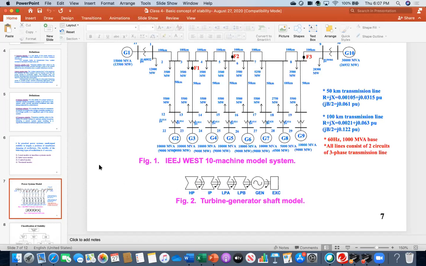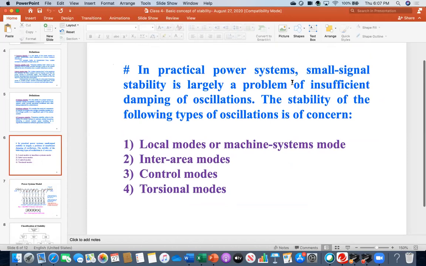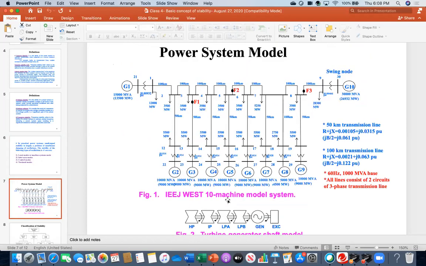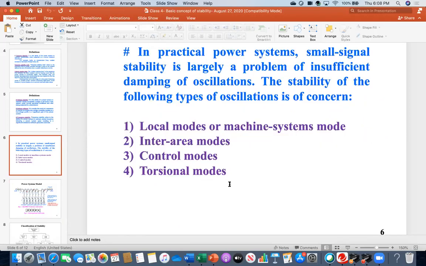Now, in the previous slide, we were discussing that in a practical power system, small signal stability is largely a problem of insufficient damping of oscillation. Due to some issue in the network, it is a small signal. There is no major fault, no disturbance, no thundering, no storm, nothing happened. But due to some reason, those shafts or portions of the shaft were oscillating, and that may cause problems to the other portion of the network. That's why it is called the torsional mode.